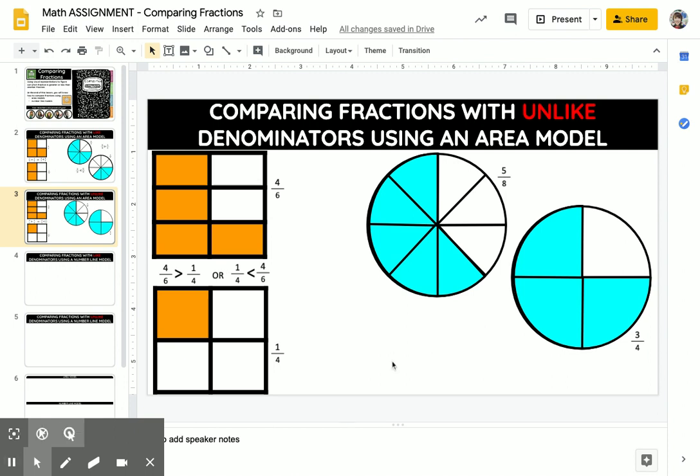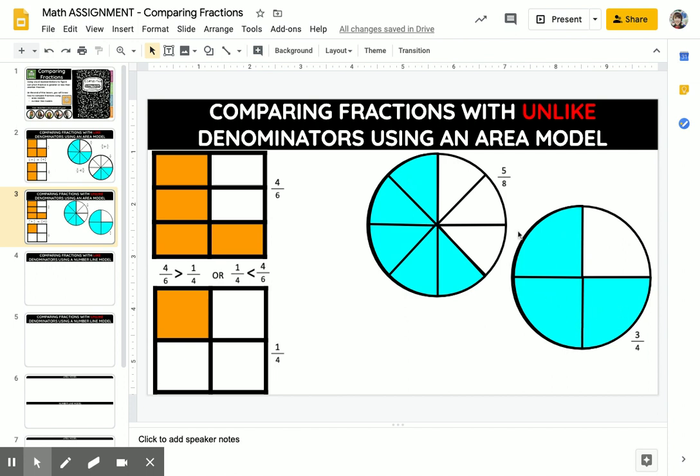Now let's look at the circles. Again, these circles are both the same size, they are just cut into different pieces. The top circle is cut into 8 pieces with 5 shaded in, representing 5/8. The bottom circle is cut into 4 pieces with 3 shaded in, representing 3/4.